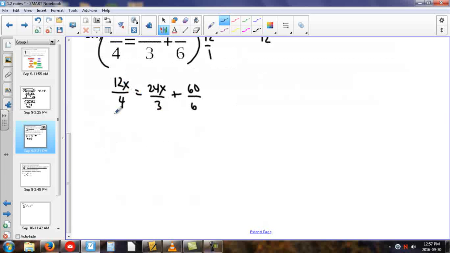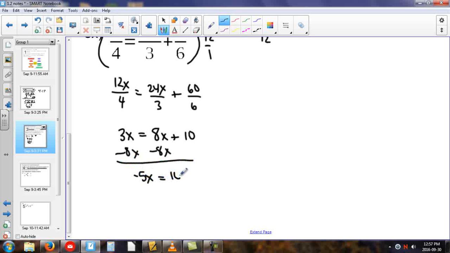Now in doing this, I should be able to reduce all these fractions. 12 over 4 turns out to make this 3x equals 24 over 3 is 8x plus 10. I want my x's together, so I'll minus 8x minus 8x to get negative 5x equals 10, and I'm going to divide by negative 5 to get x equals negative 2. And there's my final answer.